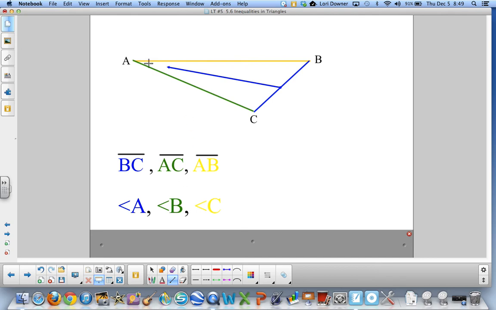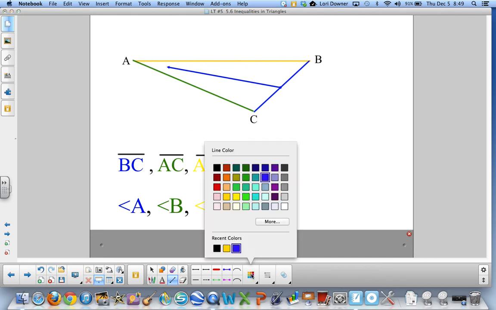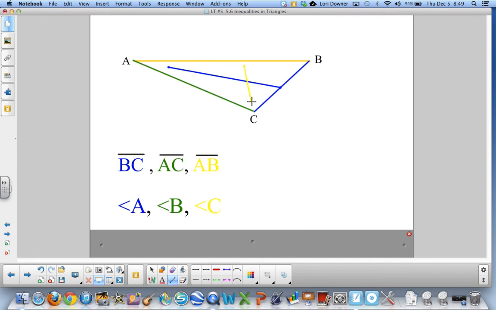Look at the largest side, the longest side, AB. What do we notice about C? We see that C is our largest angle. So what this tells us is that the shortest side is across from the smallest angle, and the longest side is across from the largest angle.